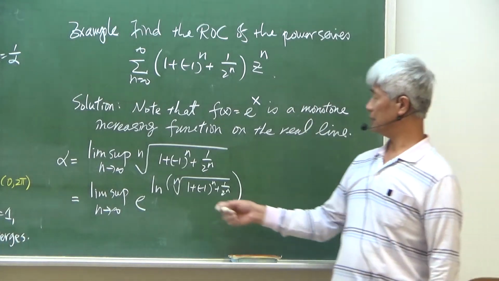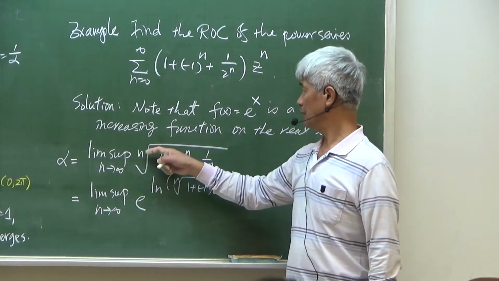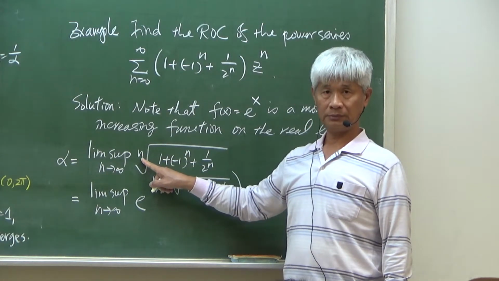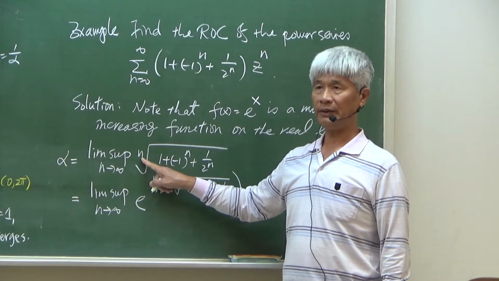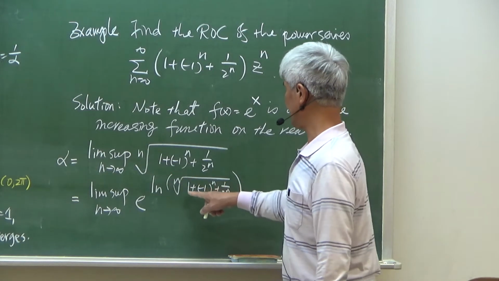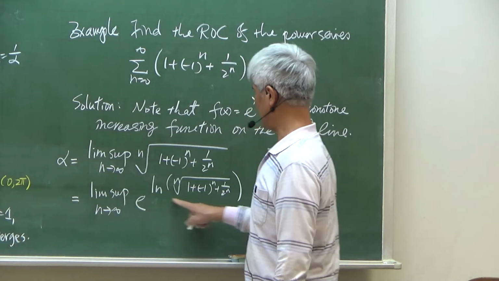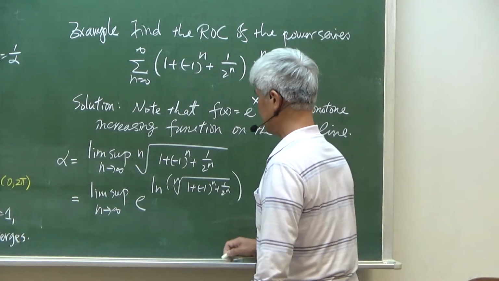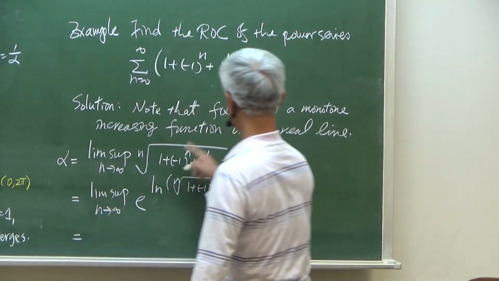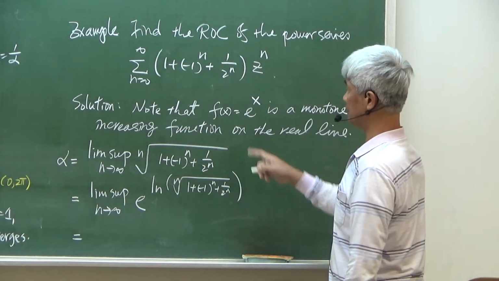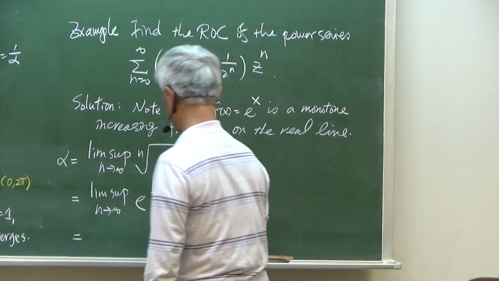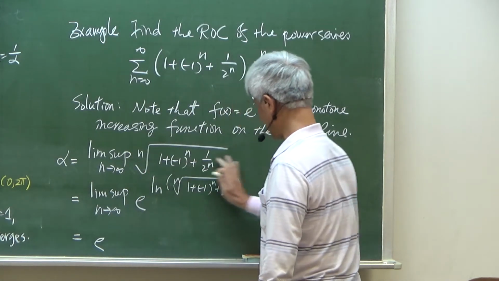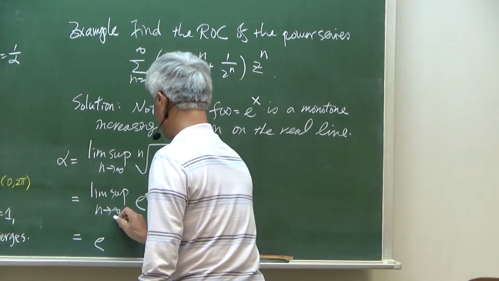The reason why we want to use logarithm is to alleviate the burden of the nth root. So the alpha is something like this one. And because the exponential function is monotone increasing and continuous, the lim sup of the function of something becomes the exponential of the lim sup.